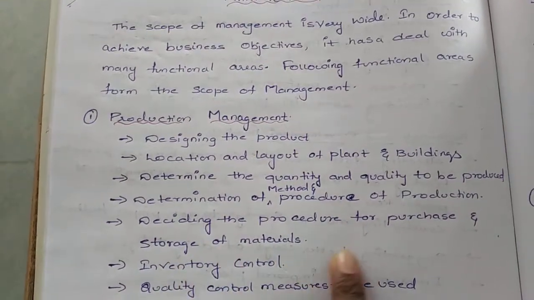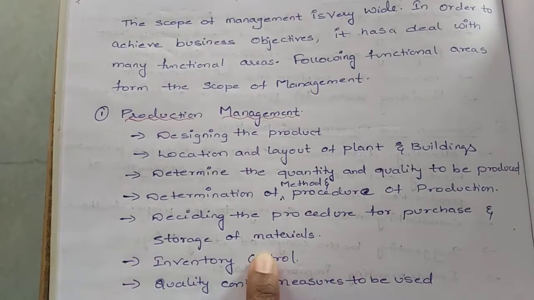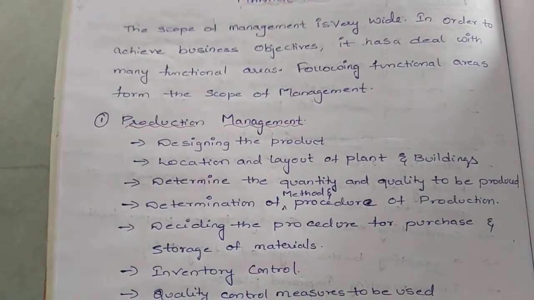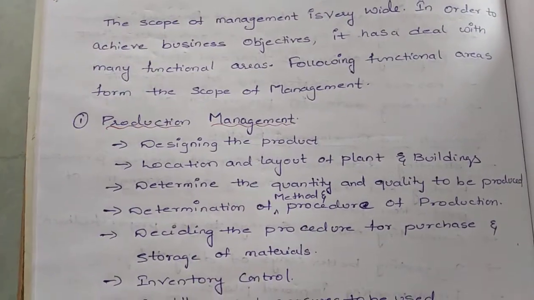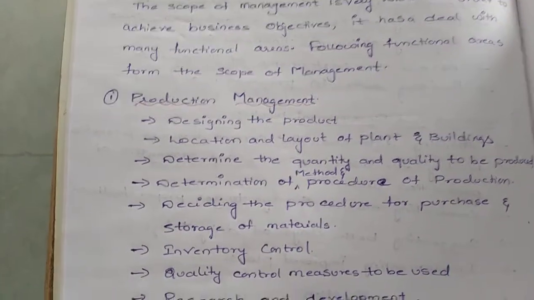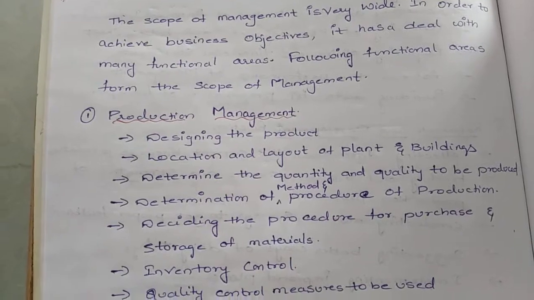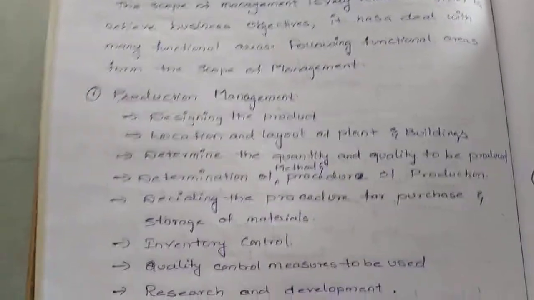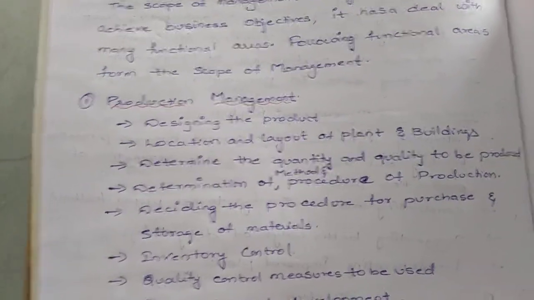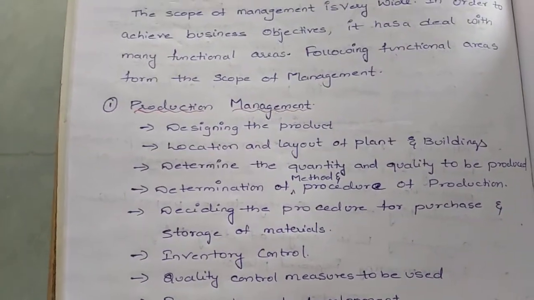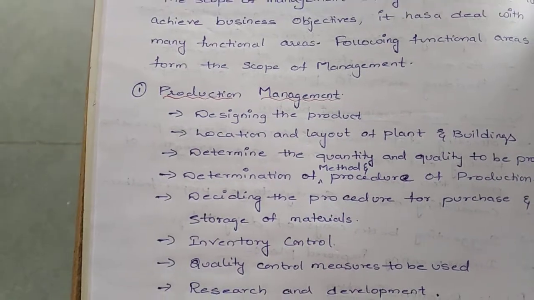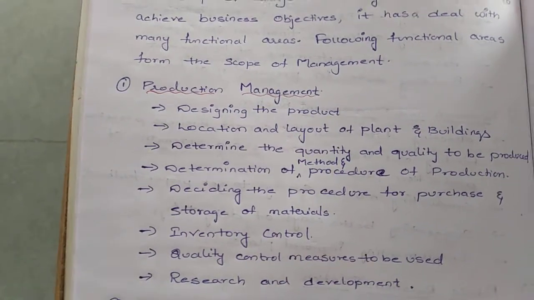Next, deciding the procedure for purchase and storage of material. For producing the goods, raw material is required. However many goods you want to produce, that much raw material we have to purchase. At a time we can't send the total raw material to the production department, so the raw material which we have bought should be stored at one place.